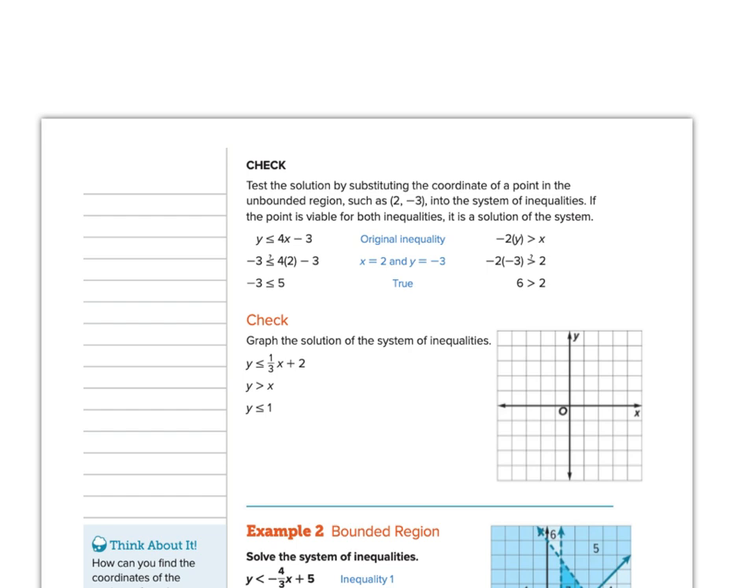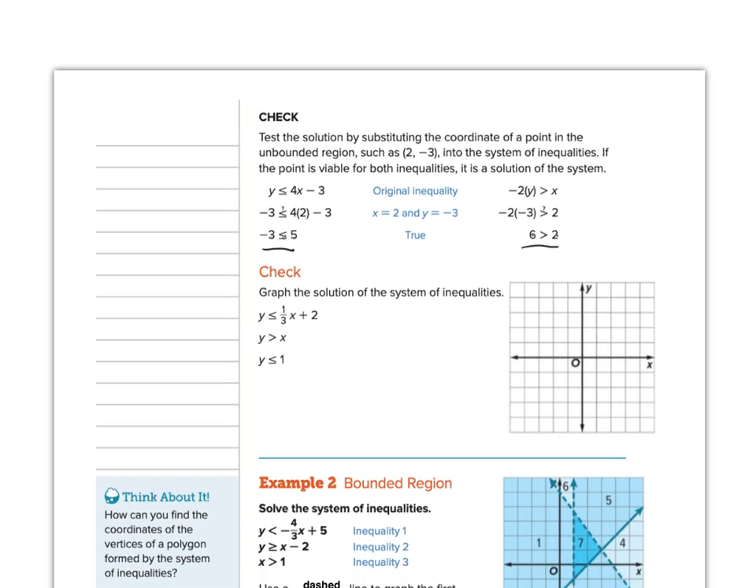They picked a negative 2 system, and they plugged it in, and when they plugged in, they ended up getting 6 is greater than 2 and negative 3 is less than or equal to 5. Both of those are true statements, therefore they know that that is a correct answer. I would say take a moment.